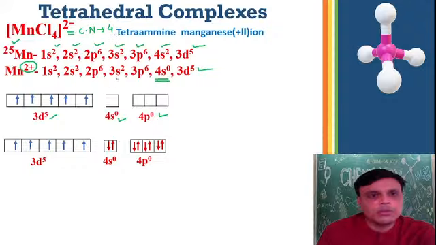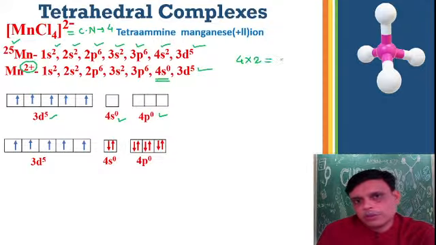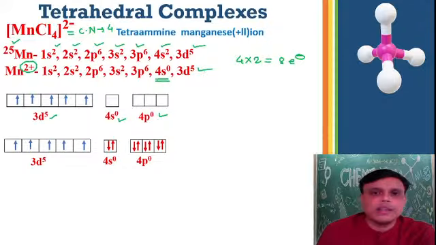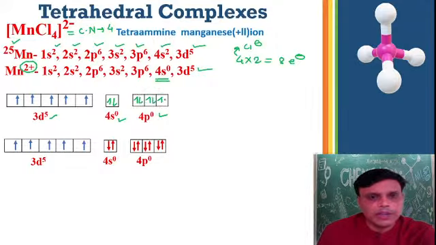CN is 4. So according to the assumptions of valence bond theory, metal should have at least 4 vacant orbitals. है क्या? है. 1s and 3p orbitals are vacant. Now you can fill the electrons. 4 into 2, 2 electrons, so total 8 electrons we have to fill. ठीक है, because 4 ligands are there, 4 chloride ligands are there, and each ligand donates 2 electrons for the bond formation. Now fill the 8 electrons, 1 2 3 4 5 6 7 and 8, correct.